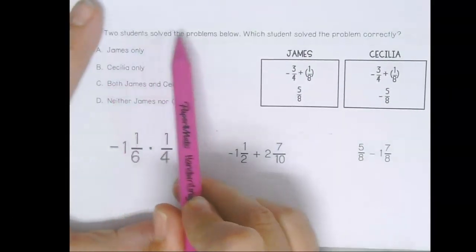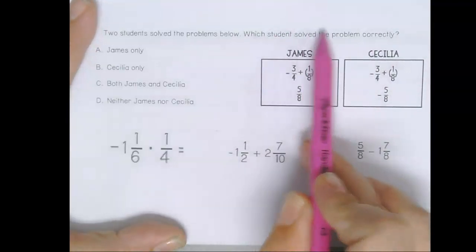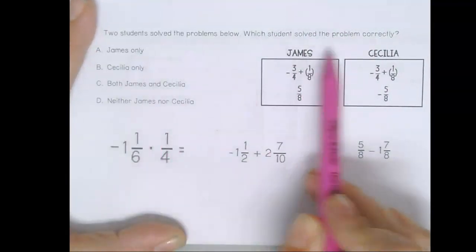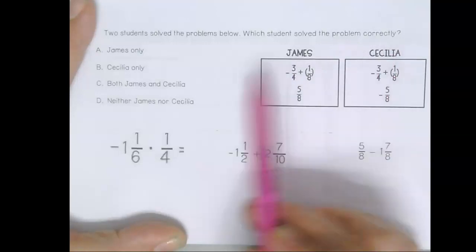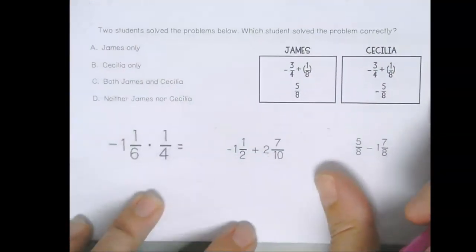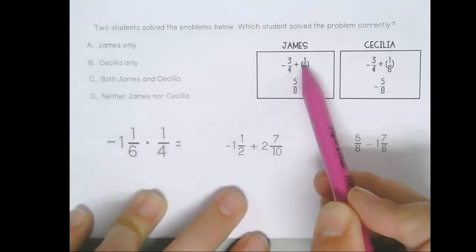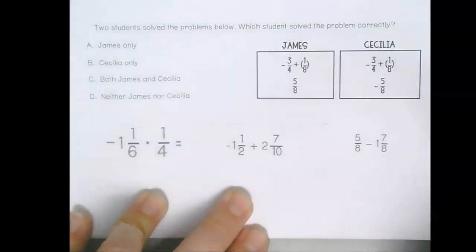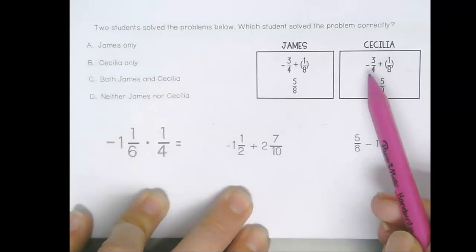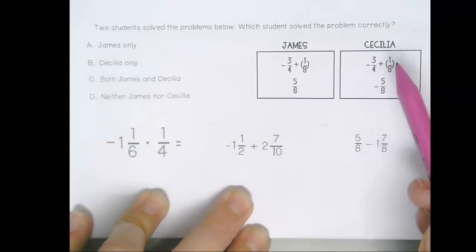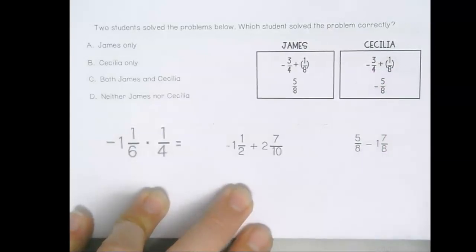We have 2 students solve the problem below. Which student solved the problem correctly? So we have James and we have Cecilia, or they both did, or neither one of them did. So let's look to see what they did. So we have negative 3/4 plus 1/8, and this one got 5/8, okay? And then we have negative 3/4 plus 1/8, and she got negative 5/8.